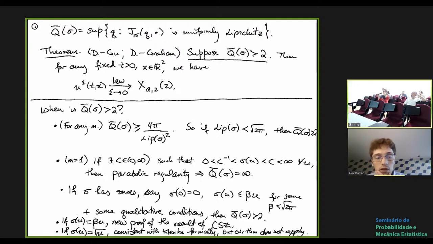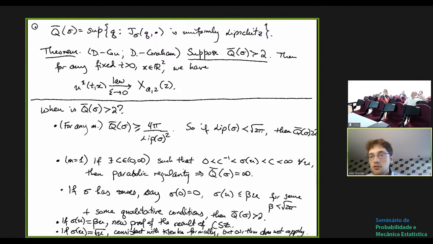I have a question. I imagine your condition guarantees that the solution of your stochastic differential equation does not blow up. Yes, but it's not necessary. It's possible that the solution is well defined and the condition is not satisfied. Right. So you can make sense of the solution even if the diffusivity is non-Lipschitz.